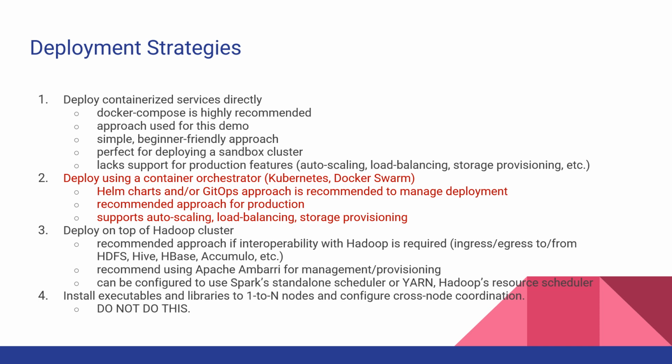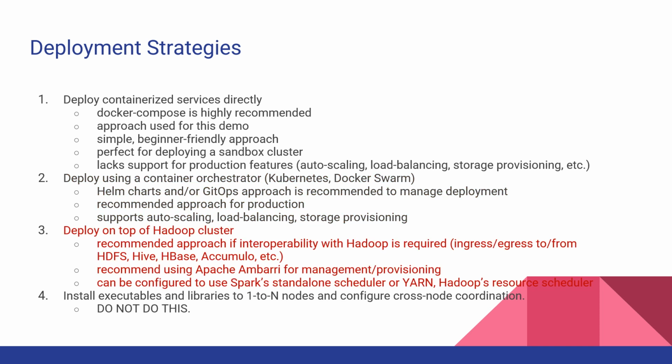This is the recommended approach when deploying for production. This approach supports auto-scaling, which is scaling up additional workers as needed and scaling down. Load balancing, which ensures jobs are distributed evenly across compute nodes. And storage provisioning, where a storage orchestrator can provision persistent storage that can be shared by workers across nodes.